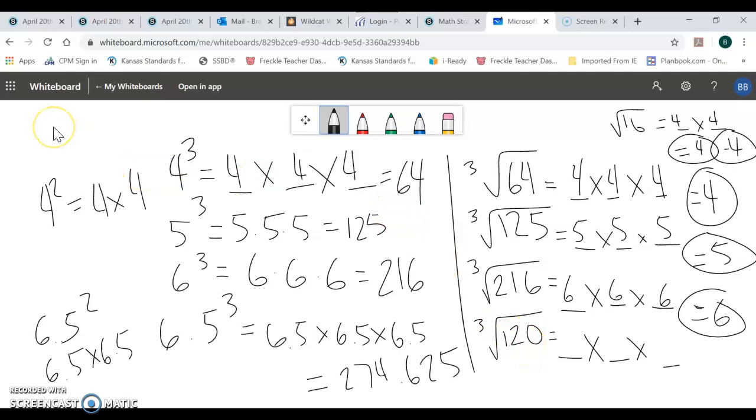So that is an overview of how to square numbers, cube numbers, square root numbers, and cube root numbers.